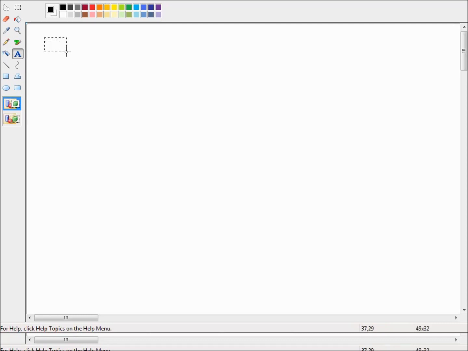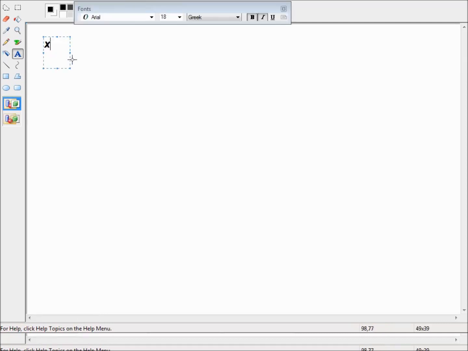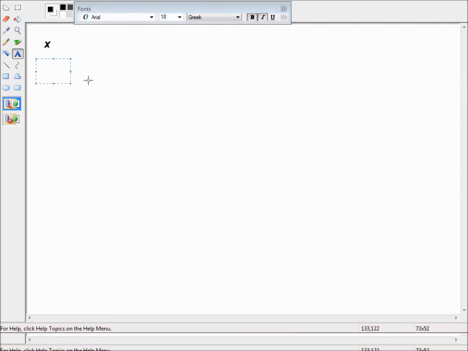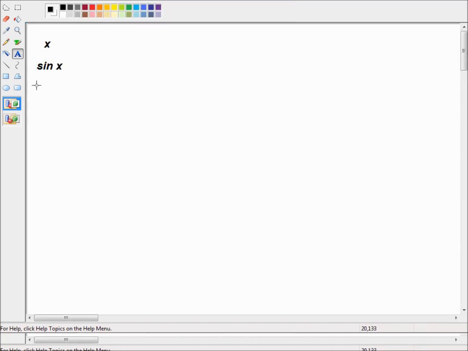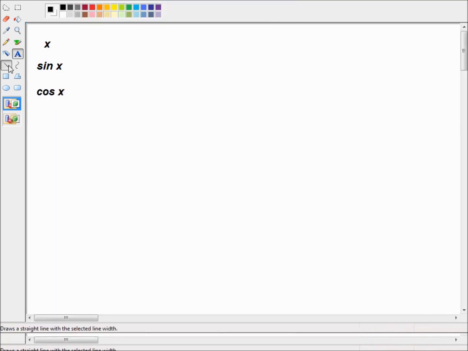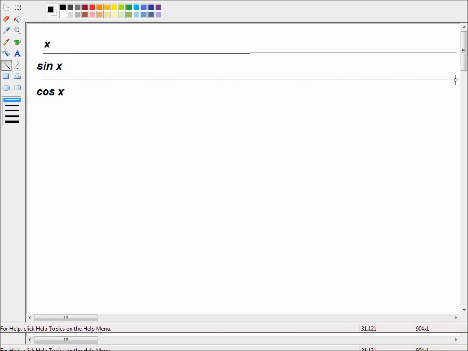So let's get our angle, which we can call x, and let's take our function, let's say sine x and cosine x. Okay, I'm not going to have space to put everything, so I'm going to try and keep the intervals equal. So let's say we do 30-degree intervals.